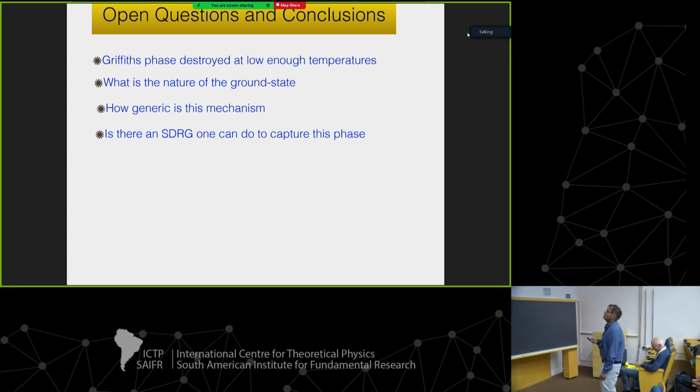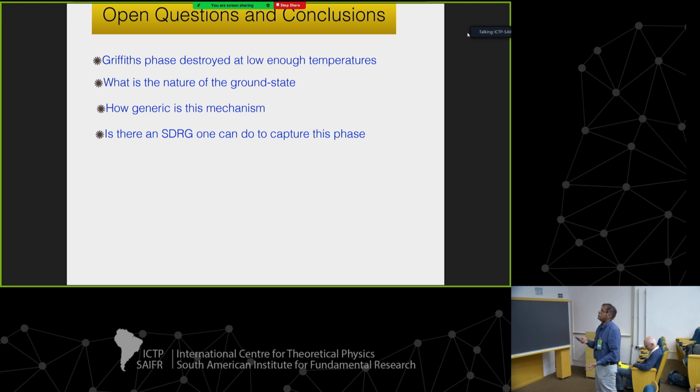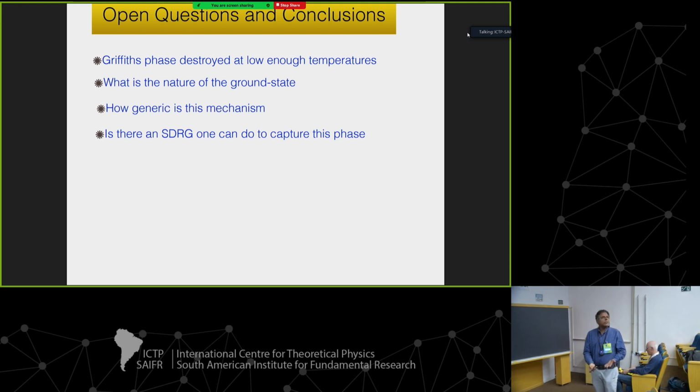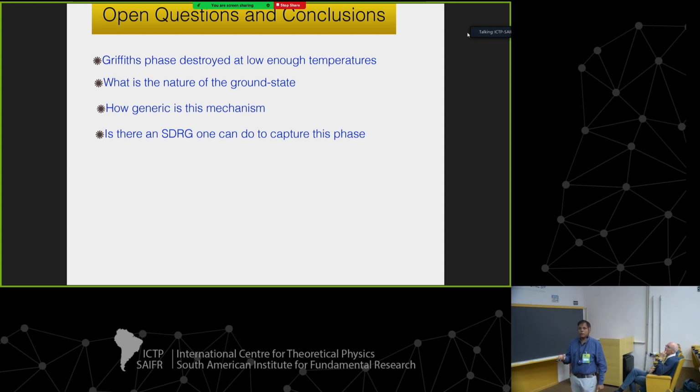Okay. So the open questions and conclusions are: the Griffiths phase is destroyed by this additional source of dissipation that comes from this long-range RKKY type mechanism. Once the Griffiths phase is destroyed, what does the ground state look like? What is the nature of the ground state? We don't know. The question I have in mind is, how generic is this mechanism that I've been talking about? For example, the earlier works that I quoted, if you go to low enough temperatures, do you still see the smearing, or is it something very specialized to the sort of materials that we are dealing with?